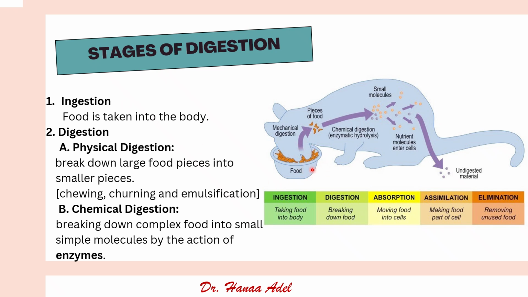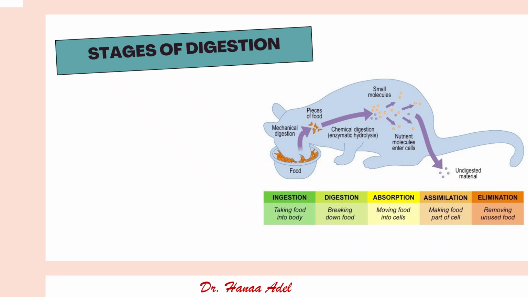So we have the first stage, which is ingestion, that takes place inside the mouth. The second stage is called digestion. Physical digestion breaks down the large pieces into smaller pieces, which increases the surface area, and is done by three different forms: chewing, churning, and emulsification. Chewing is done by teeth, churning is done by the muscular wall, and emulsification is done by bile juice. The second type of digestion, chemical digestion, is done by enzymes.